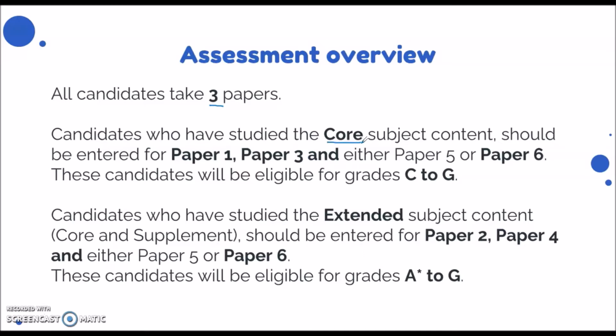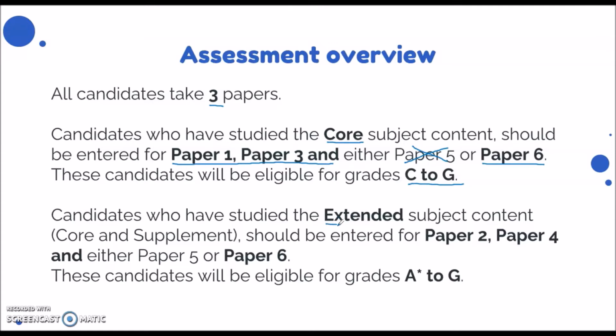For those who sit for the core paper, for core subject content, you will sit for paper 1, paper 3, and either paper 5 or paper 6. In our school we opt for paper 6, so paper 5 we don't have here. Core candidates will be eligible for grades C to G. The highest grade that you can obtain for core students is C.